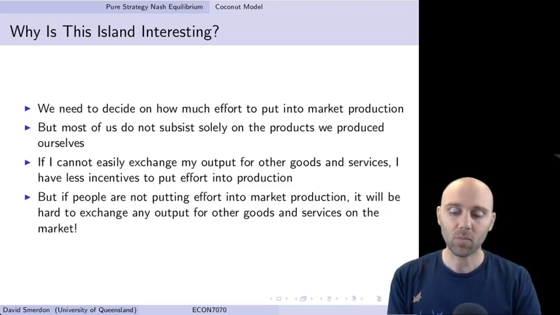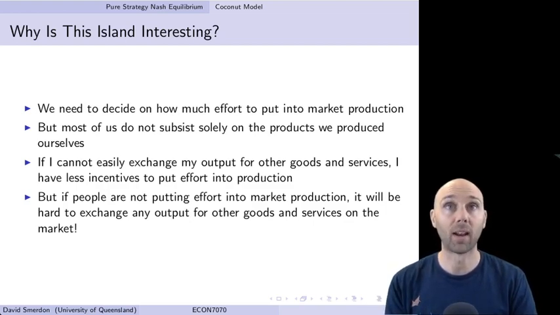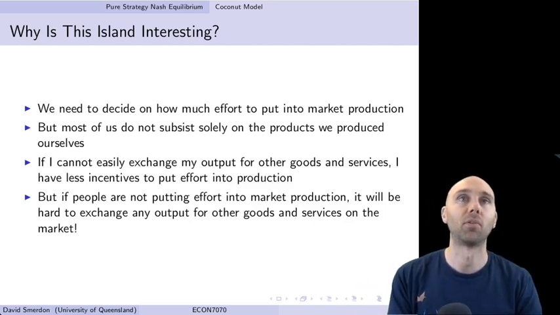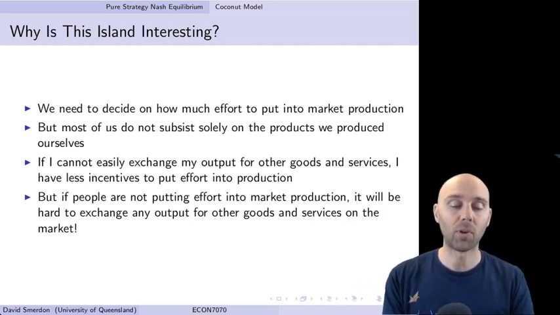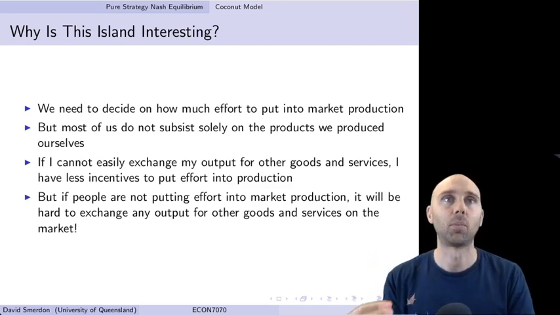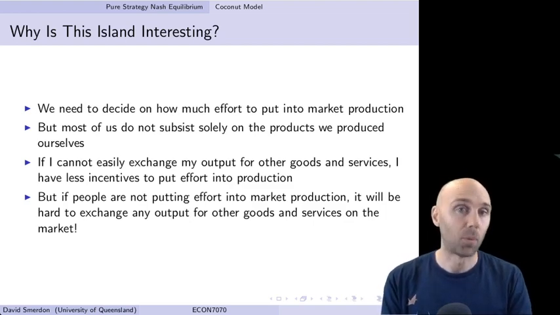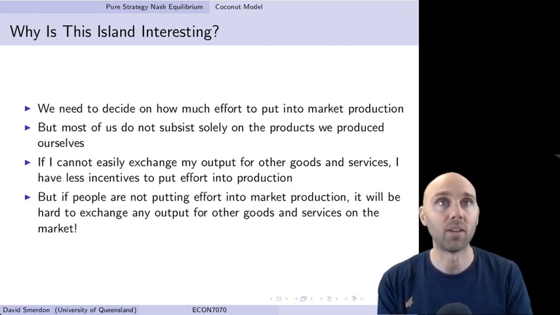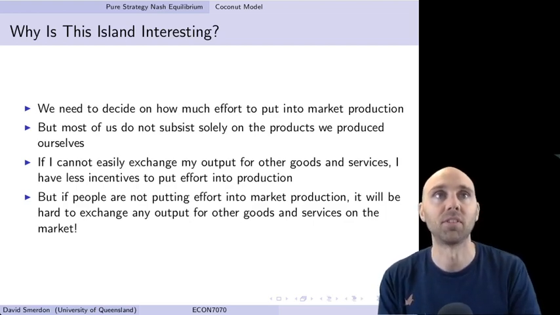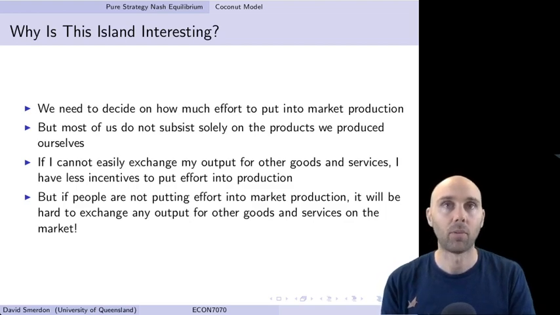So your happiness, your welfare depends to quite a large extent on your ability to exchange your goods and services for others. And if you don't have that ability, or that ability is hampered, you have less incentive to put into your production. But if everybody has that situation and they're putting less effort into production for that reason, then it becomes harder and harder to exchange any output for goods and services in the market. And this leads to these recessionary sort of periods.